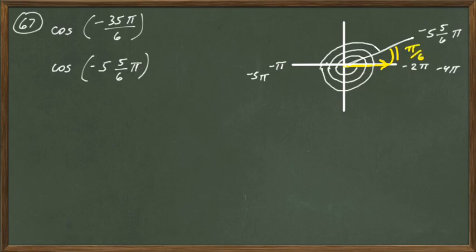So I look up the cosine of 1/6 pi, which is radical 3 over 2 on my trig table. And in this first quadrant, everything's positive, so the result should be radical 3 over 2.